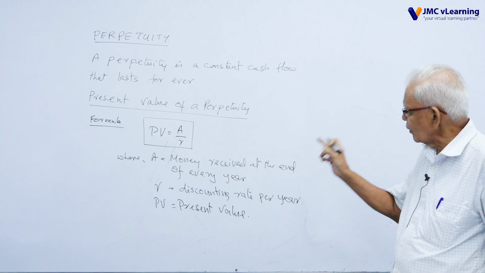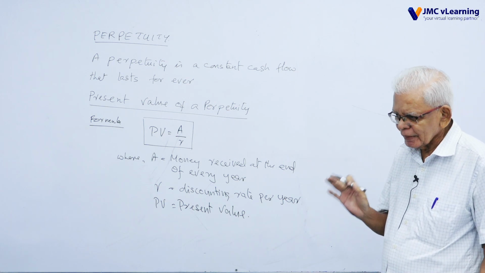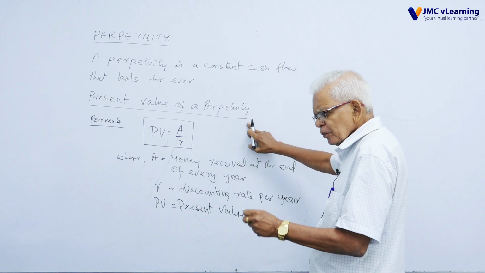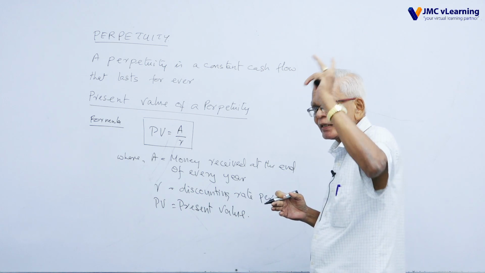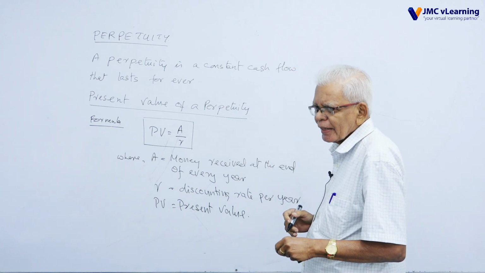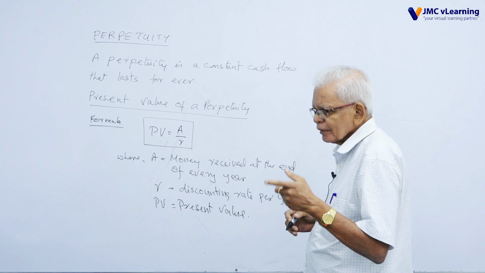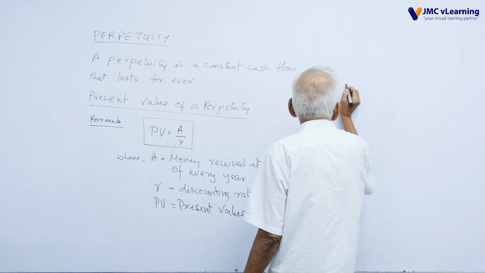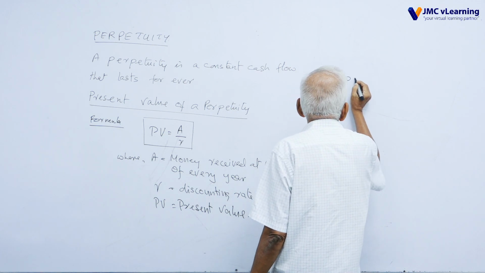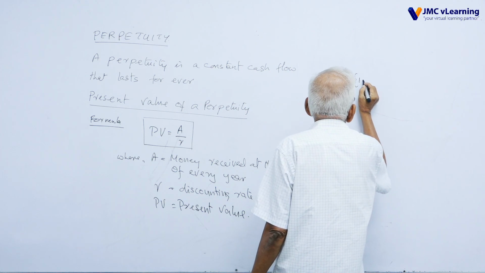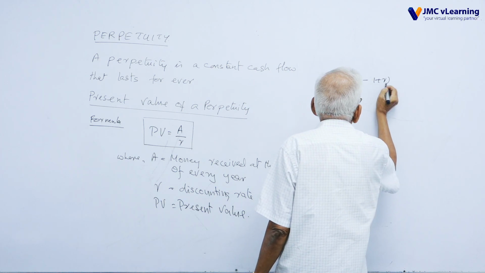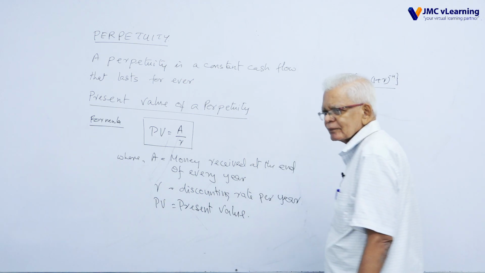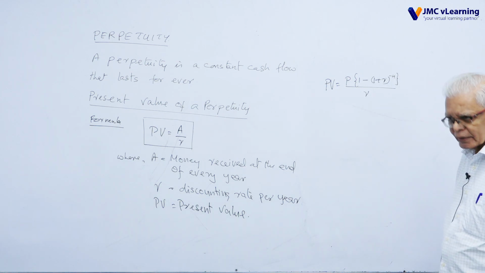I'll tell you how to prove this formula also. It's not necessary, and not given in the study pack. It's simple mathematics. The present value of a perpetuity goes on forever, to infinity. What is the present value of an annuity? We did that one, no? Don't write this one down: present value equal P into (1 minus (1 plus R) to the power minus n) over R. This is the formula for the present value of an ordinary annuity.